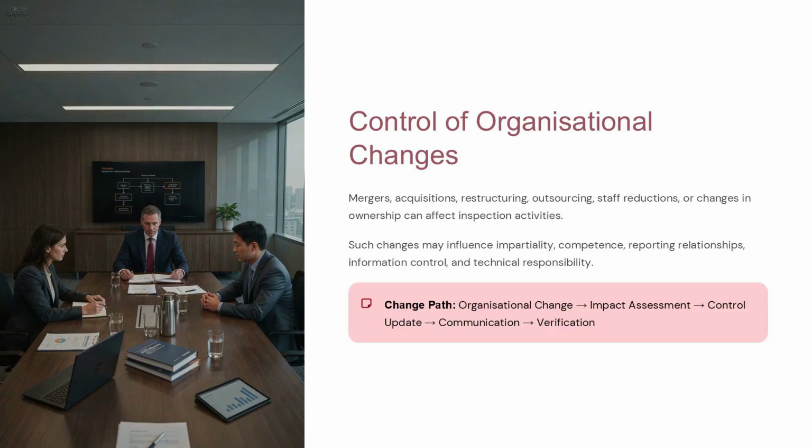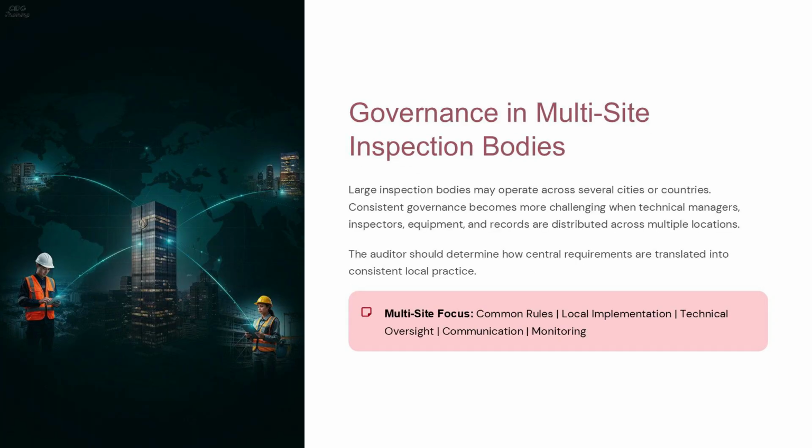Organizational changes like mergers or restructuring can affect inspection activities. Such changes may influence impartiality, competence, and technical responsibility. Large inspection bodies may operate across multiple locations. Consistent governance becomes challenging when resources are distributed. Auditors should ensure central requirements translate into consistent practice.